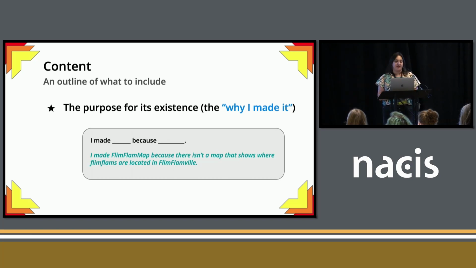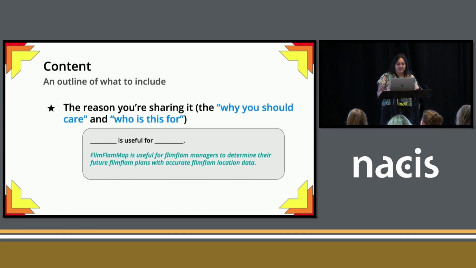The purpose for its existence, this is, if you don't tell people why you did it, then people won't know why you did it. I made Flim-Flam Map because there isn't a map that shows where flim-flams are located in Flim-Flamville, which is very important. We need to know. The reason that you're sharing it, I like to do this as blank is useful for blank. Flim-Flam Map is useful for Flim-Flam managers to determine their future Flim-Flam plans with accurate Flim-Flam location data.